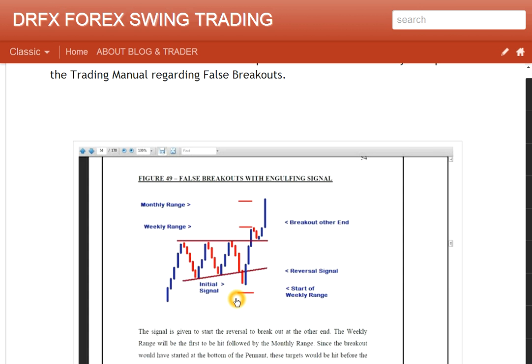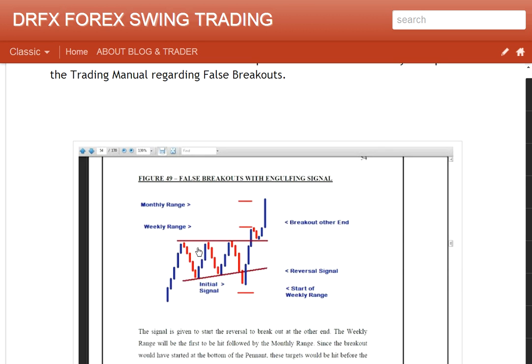Now, the basic principle behind false consolidation breakouts is that the market will start a breakout at one end of the consolidation, and this would then be followed by a sharp reversal that takes us back inside of the consolidation and breaks out at the other end to start a movement in the opposite direction. So this is the basic structure and the basic example of how false consolidation breakouts take place.